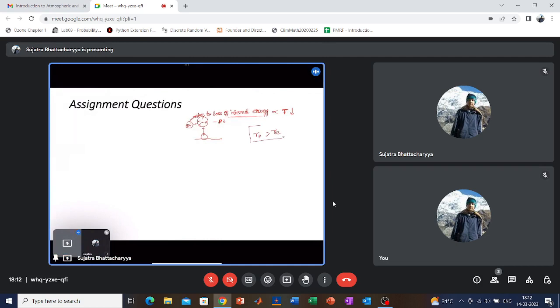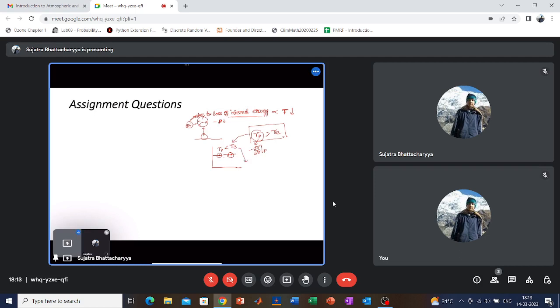Why is this condition required? This condition is required because gamma p is the lapse rate of the parcel. What is lapse rate? Rate of decrement of temperature of the parcel. Now, if gamma p is greater than gamma e, then the parcel's temperature at the same height will be less than the environment's temperature. Therefore, the temperature of the parcel will be less than the temperature of the environment. This condition will give this.